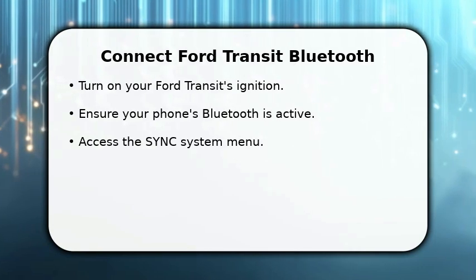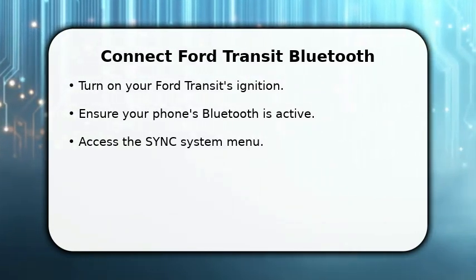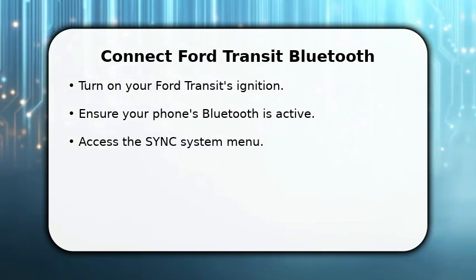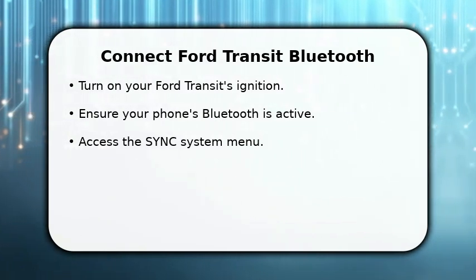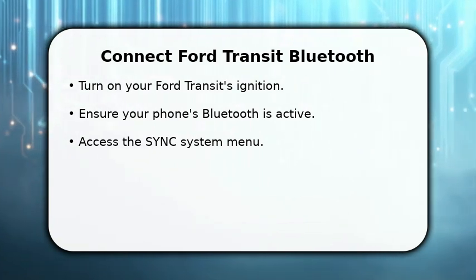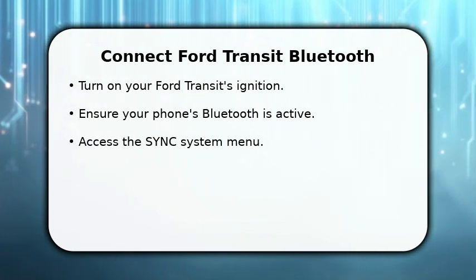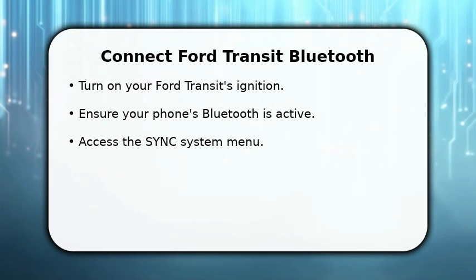Enjoy the video. In this video, I will explain how to connect your Ford Transit's Bluetooth. First, ensure your vehicle's ignition is on and your phone's Bluetooth is activated. Then, navigate to the Sync System menu on your Transit's display. From there, select the Add Device option to begin the pairing process.